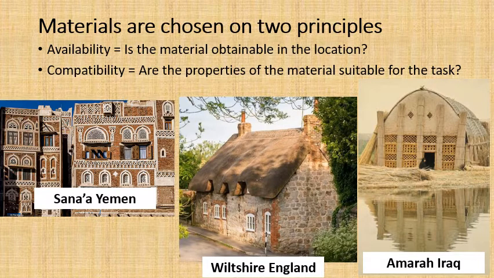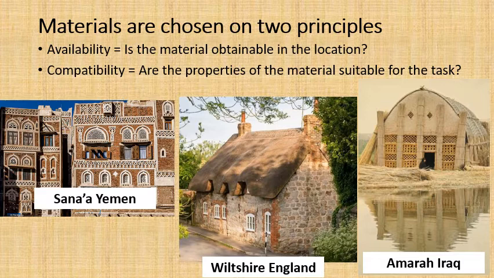But yeah, as I said earlier, materials are chosen on two principles. Is the material available in the location? And compatibility. Are the properties of the material suitable for the task? So, that photo in the bottom left, that's from the capital city of Yemen. That house, that was actually my house. I lived in Yemen, in Sana'a, for 6 months, and I lived in that house. It's about 700 years old, the house, and it's beautiful.